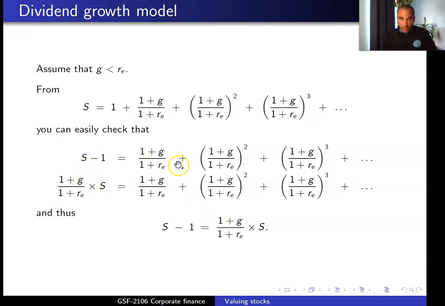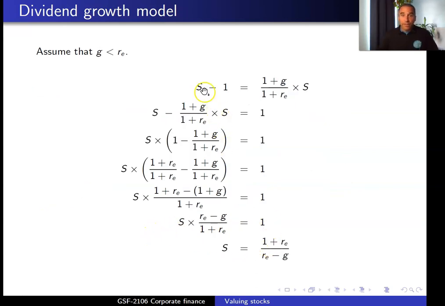Okay, so these two terms here are equal. We just have the same value on the other side of the equality sign. So S minus 1 is equal to 1 plus G over 1 plus RE times S. So then we can solve for S. So from there, if we isolate S, we obtain S is equal to 1 plus RE over RE minus G. So just playing around, okay, with this equality here and putting S on the left hand side of the equality sign gives us S is equal to 1 plus RE over RE minus G.